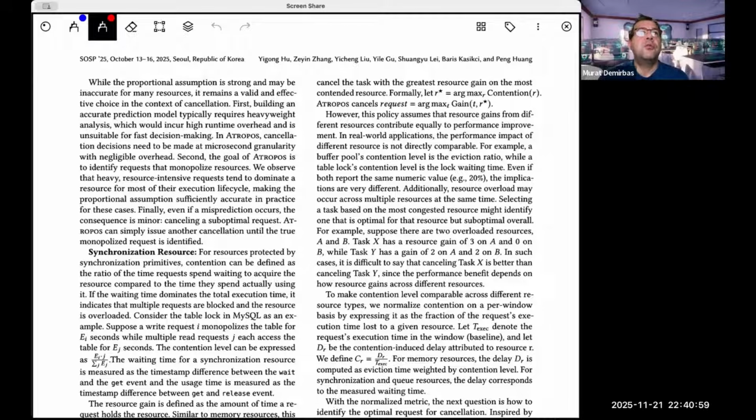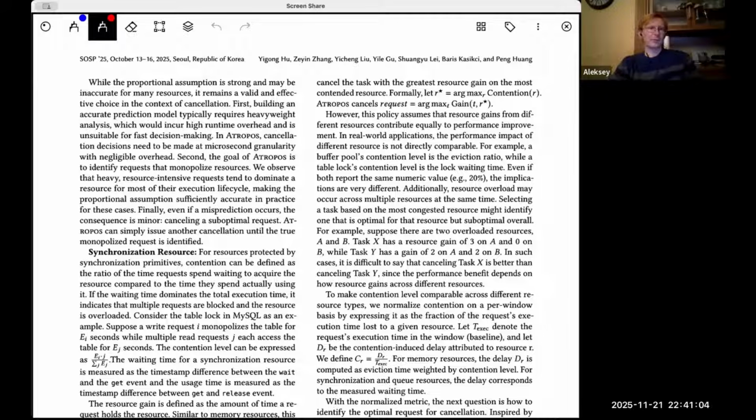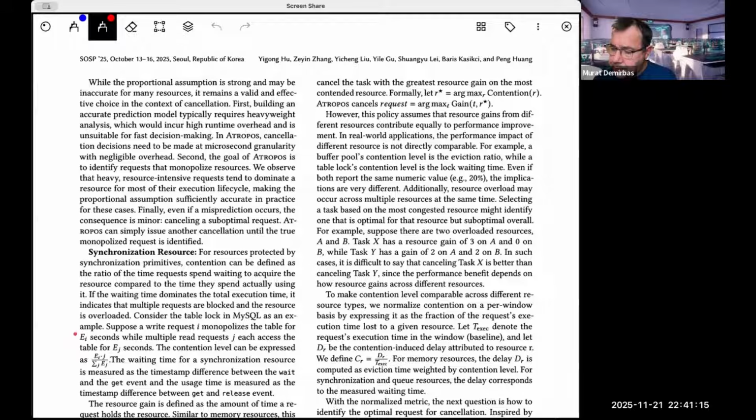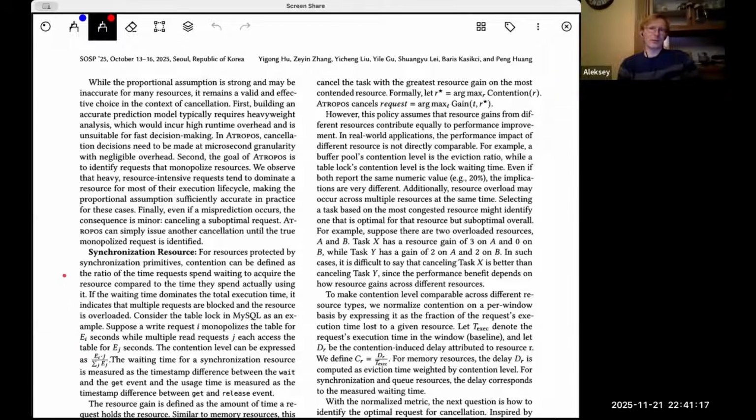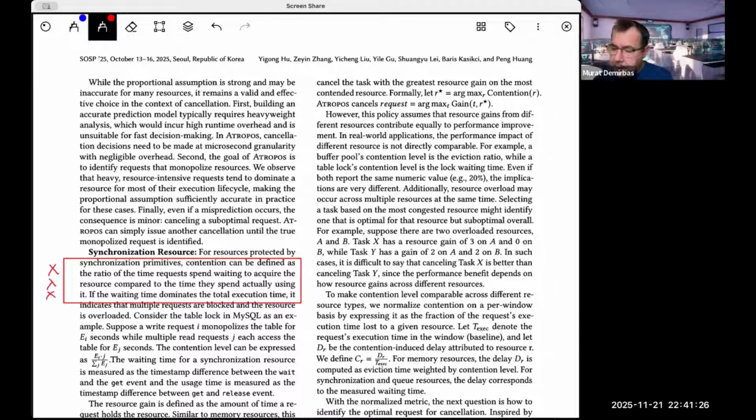Okay, we can go to synchronization resource. For resources protected by synchronization primitives, contention can be defined as the ratio of the time requests spend waiting to acquire the resource compared to the time they spend actually using it. Nice. So that's when they need those high precision clocks, and also something lightweight in terms of resource usage itself.